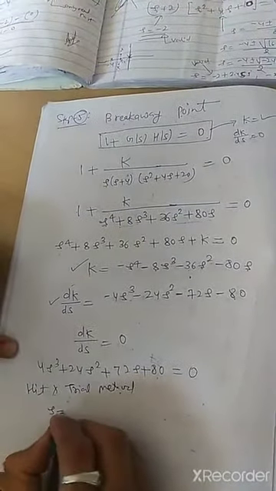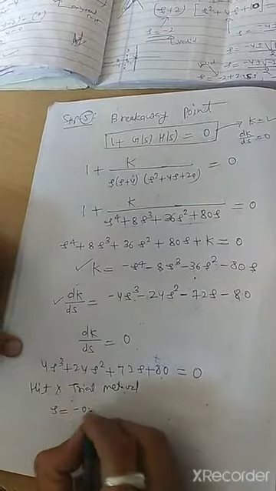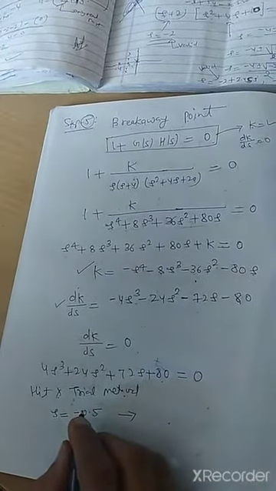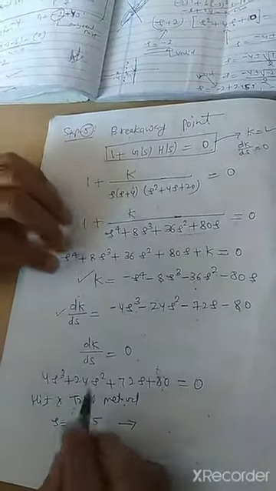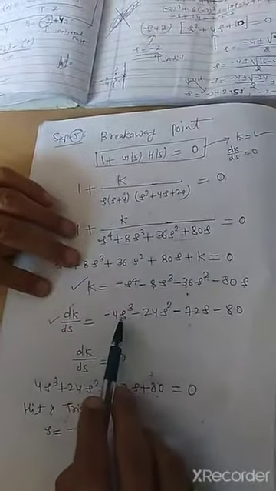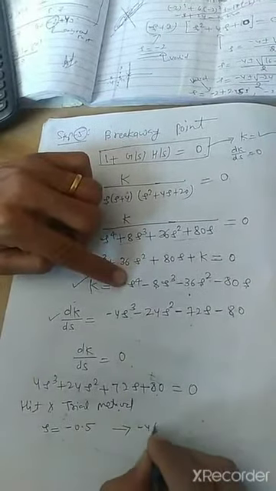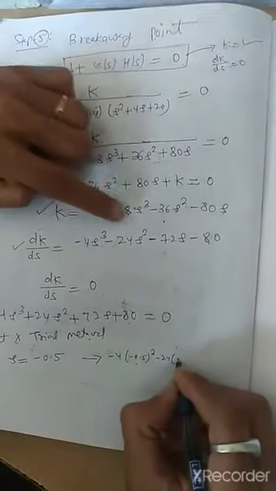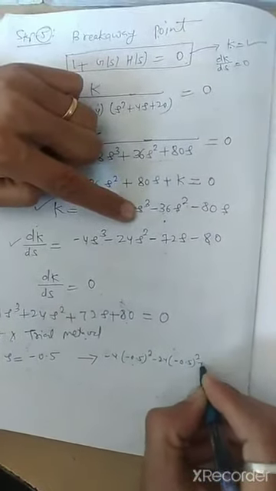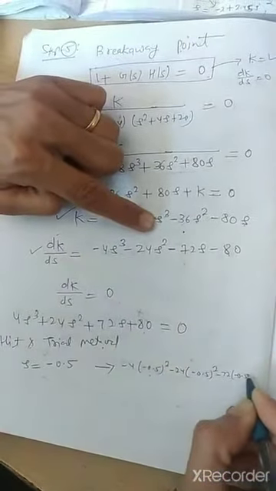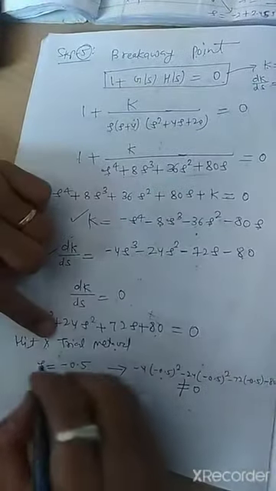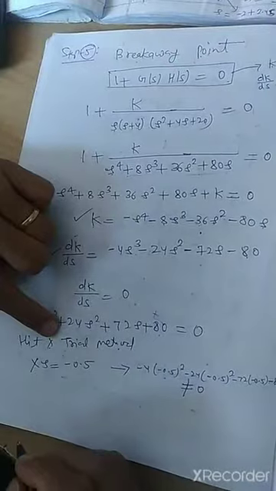Now first of all we put s equal to minus 0.5. So now we will check. This is 4 times minus 0.5 cube, plus 24 times minus 0.5 square, plus 72 times minus 0.5, and then plus 80. But this is not equal to 0. So we cannot use s equal to minus 0.5.